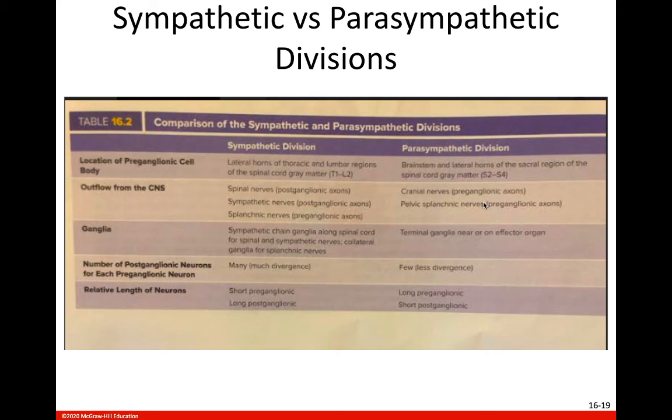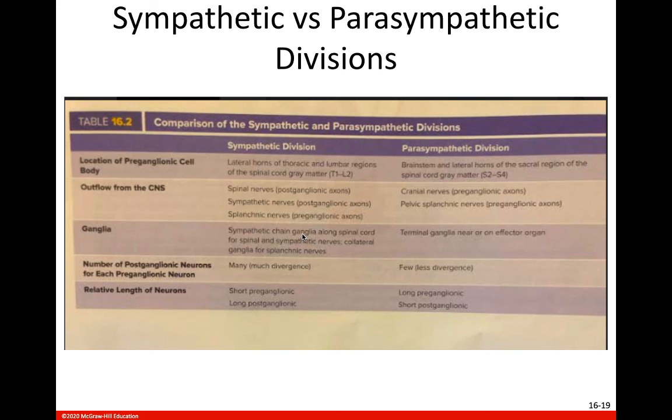Whereas with our parasympathetic division, we have cranial nerves and pelvic splanchnic nerves as the two roots of the message from the CNS to the effector organs. Again, remember the cranial nerves are going to be synapsing in the terminal ganglia, and then the postganglionic neuron leaving from there, as well as the pelvic splanchnic nerves will also synapse in terminal ganglia. Again, remember these terminal ganglia are really close to the effector organs.